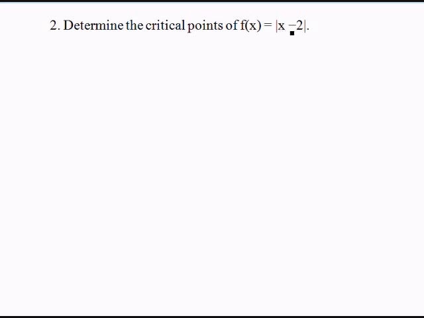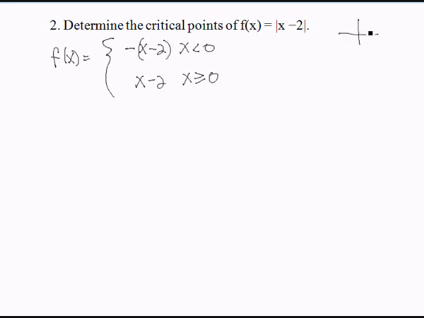So here we have the absolute value function. Absolute value function is really just a piecewise function in disguise. So I'm going to rewrite our function as a piecewise function. My left-hand function will be the negative of x minus 2 when x is less than 0, and x minus 2 when x is greater than or equal to 0. So therefore, we know that an absolute value function is continuous because it looks like a V, where this is 2, and it just bounces up like that.